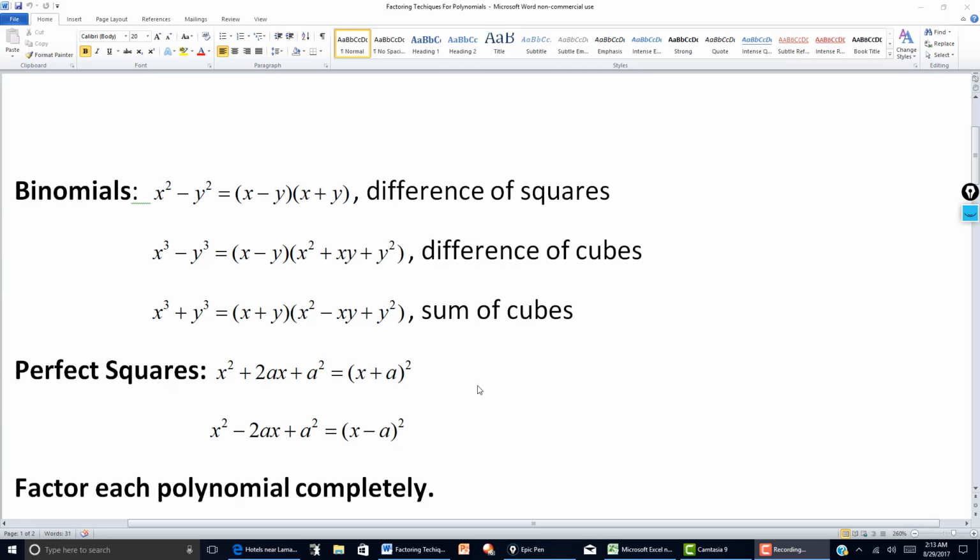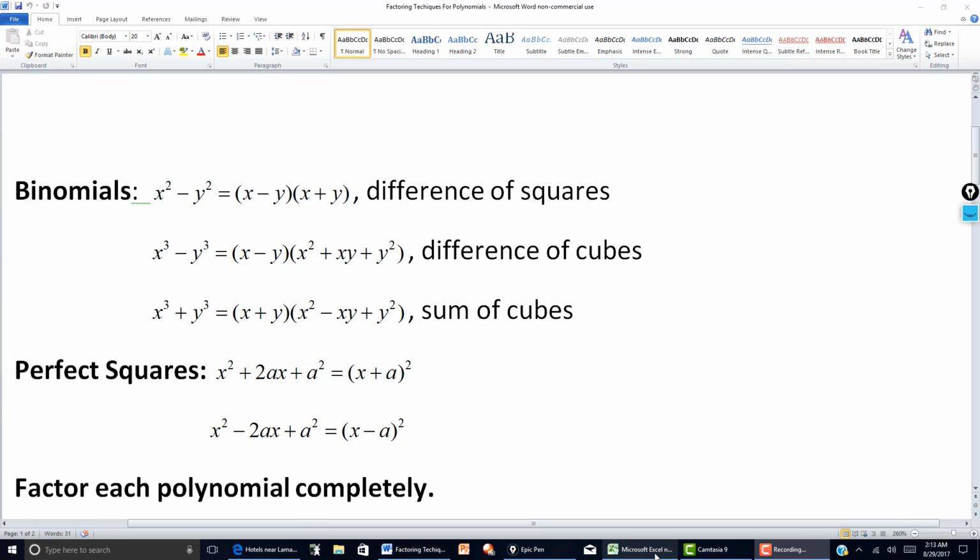And then the next formulas are for perfect square trinomials. X squared plus 2ax plus a squared factors into x plus a times x plus a, or the square of x plus a. Notice that if the coefficient of the squared term is 1, the third term is the square of half the middle term. The middle term is 2a, half of that is a, and you square it, you get a squared. It's similar if you have a minus in the second case.